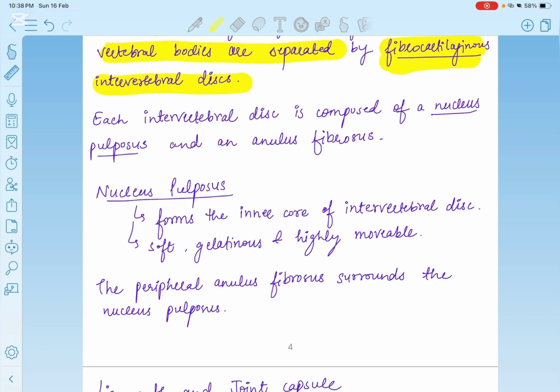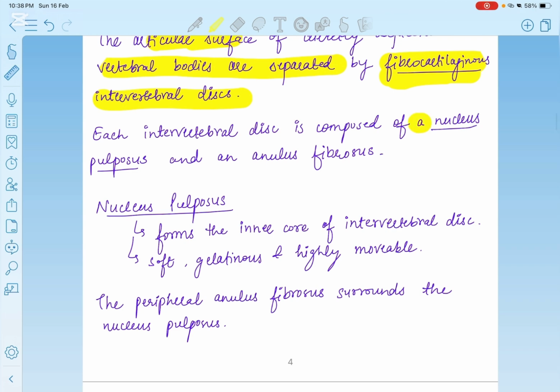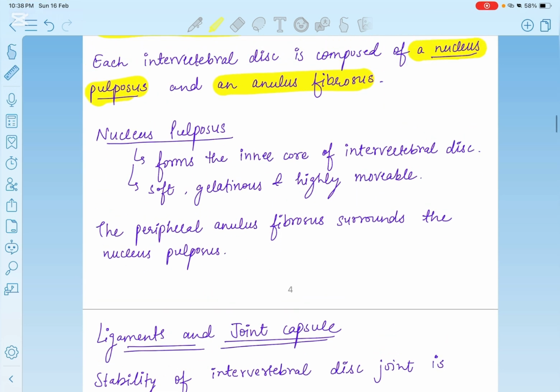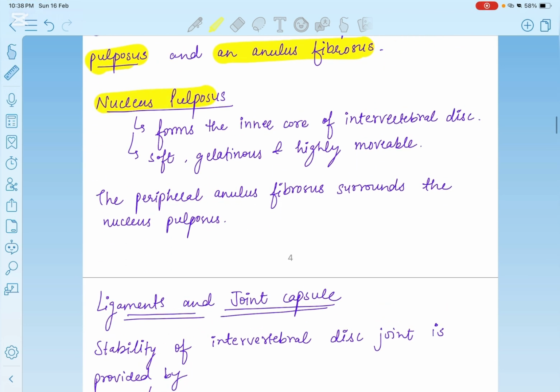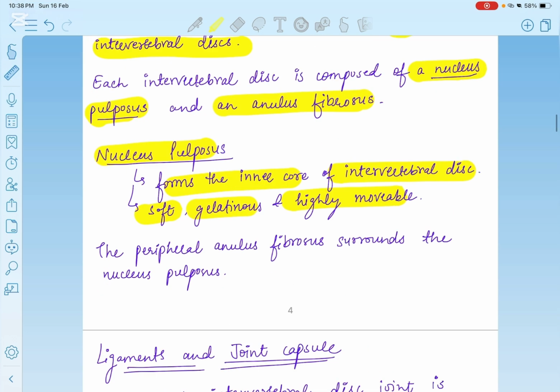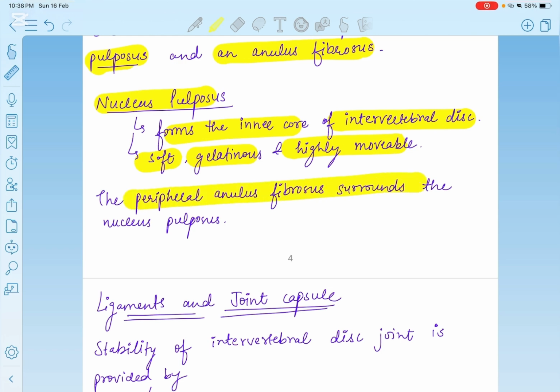Now, each intervertebral disc is composed of a nucleus pulposus and an annulus fibrosus. Now, what is the nucleus pulposus? The nucleus pulposus forms the inner core of the intervertebral disc, and it is soft, gelatinous, and highly movable. And the annulus fibrosus, the peripheral part, surrounds the nucleus pulposus.